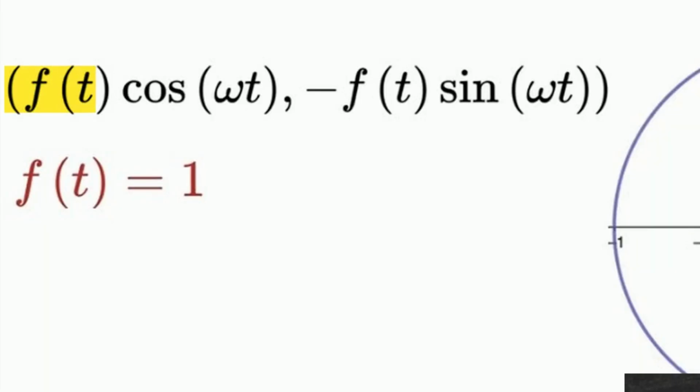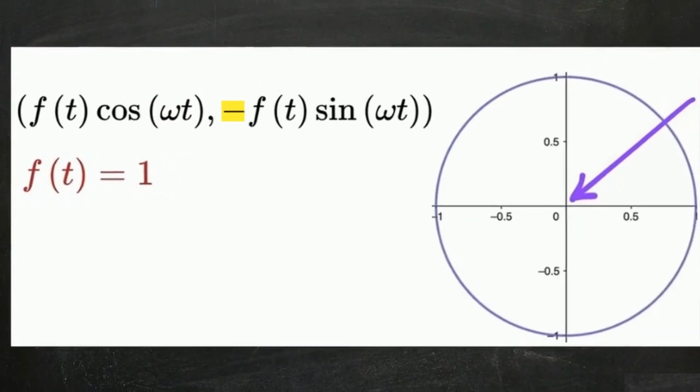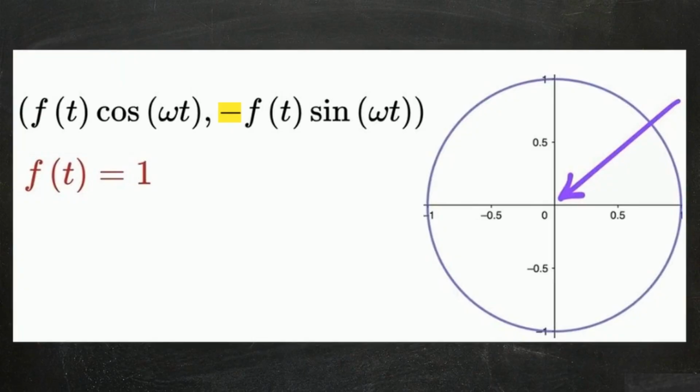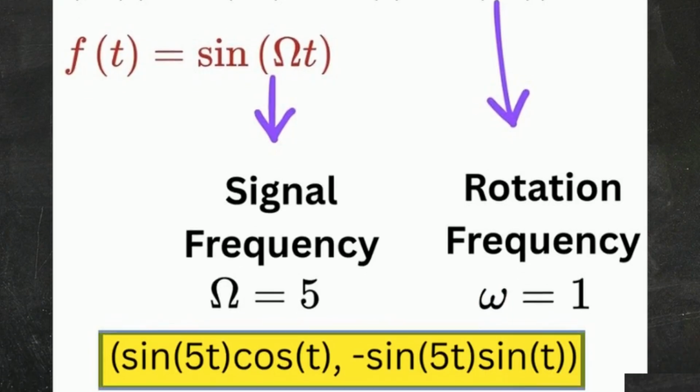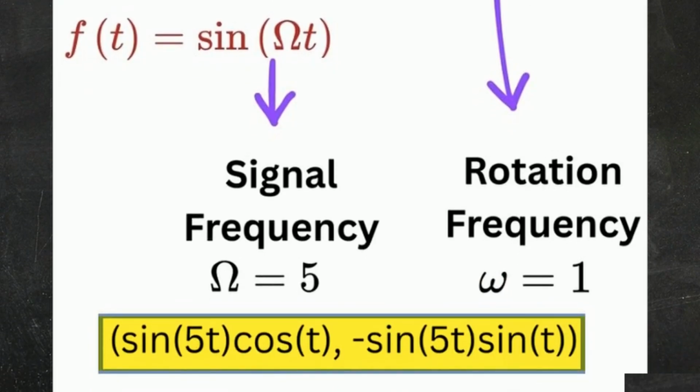The function f of t dictates the signal's amplitude. The omega t inside the cosine and sine acts as the spinning engine, while the negative sign ensures clockwise rotation into a two-dimensional space. You must track two frequencies simultaneously: the signal frequency, capital omega, representing our 5 Hz data, and the rotational frequency, lowercase omega, our arbitrary spinning speed. Substituting these into the mapping equation gives us this specific coordinate pair.